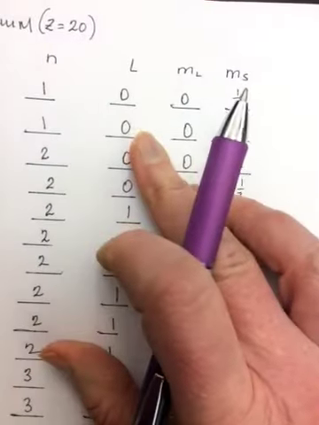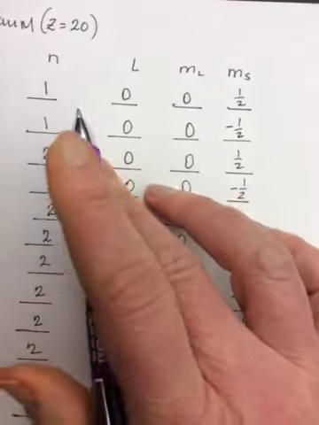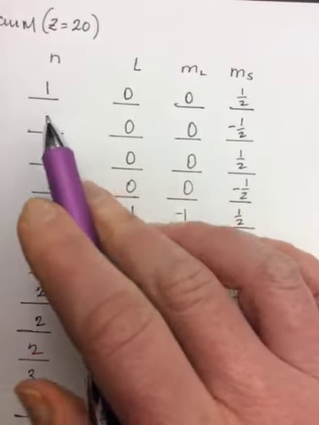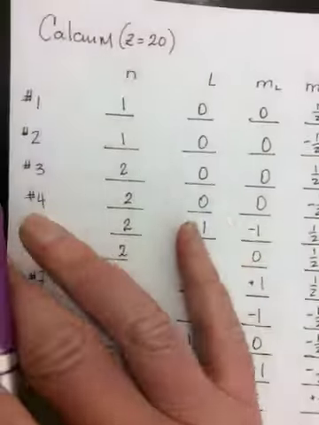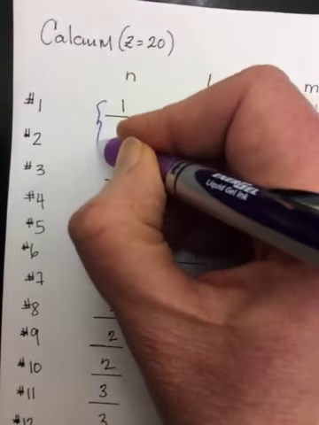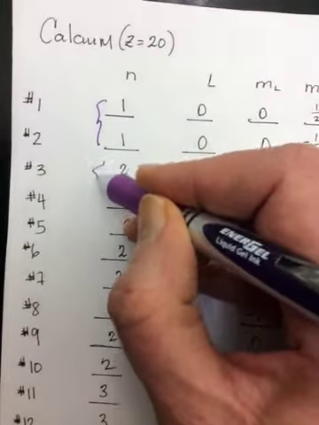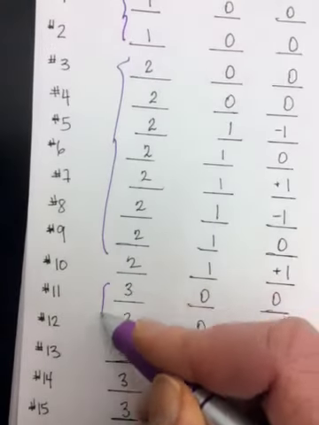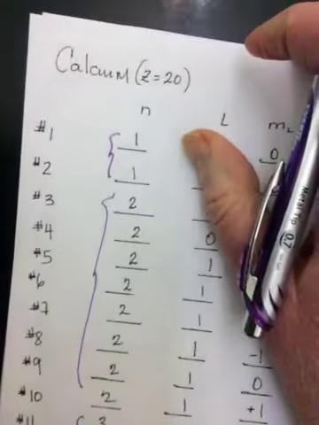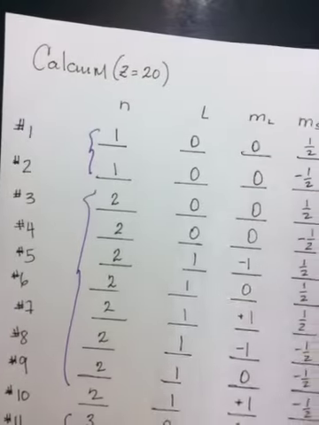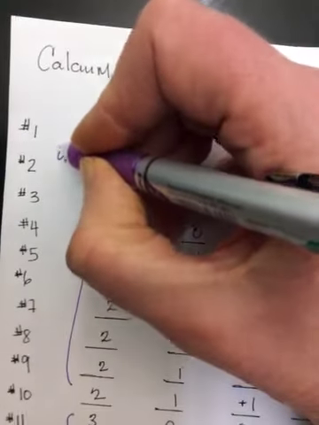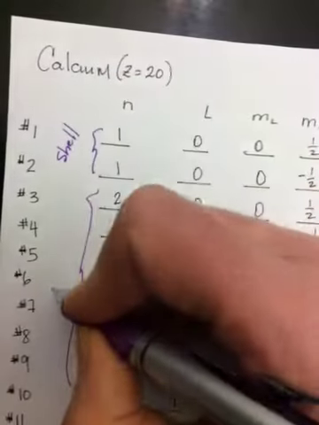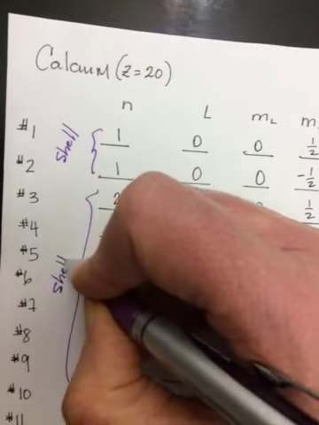So they said electrons with the same number of n. So these ones, these ones, and then all the threes, are said to be in the same shell. Okay, so n is the same shell.